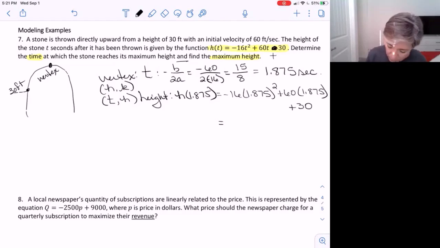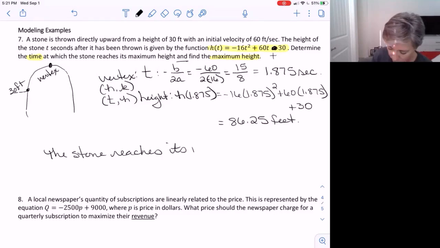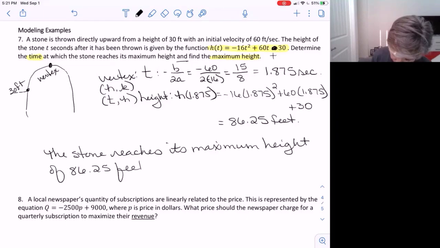Which, if I put it in my calculator correctly, is 86.25. And again, we're dealing with feet. So you can say the stone reaches its maximum height of 86.25 feet in 1.875 seconds.